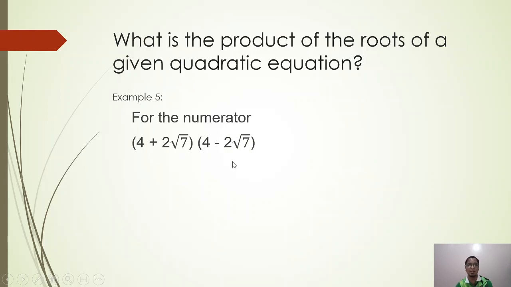Pwede po nating sabihin, sir, magkamukha. Tama. Ano lang ang pinagkaiba? Sign sa pagitan. And this will fall sa special product and factoring po natin na the sum and difference of two common binomials. Okay po? Ano yung gagawin, sir, kung sakali at ganyan yung mangyari? Ang ginagawa lang natin dyan, square the first term minus square the last term. Ayan.